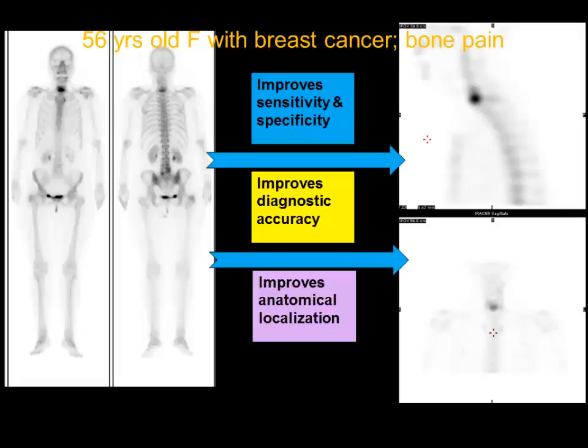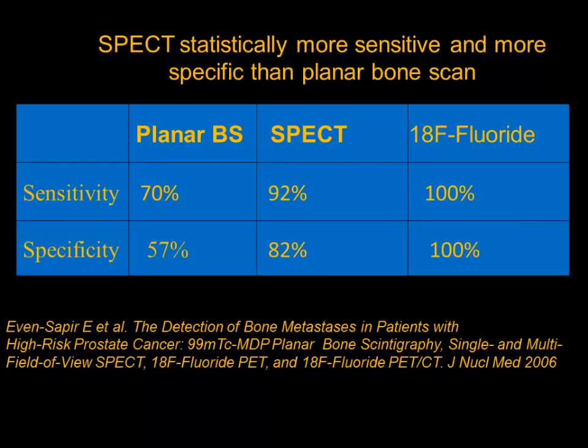Again, this is just a normal slide to show the importance of SPECT CT. It's improved sensitivity and specificity, improved diagnostic accuracy, and improved anatomical localization. It's a comparison of SPECT with the bone scan and fluoride scan. It shows the sensitivity and specificity looking at fluoride, which I think most of your bone scans are. Fluoride scans give 100% specificity and sensitivity. If you're just doing SPECT, it's 92 to 82%. So it's quite a variable difference.